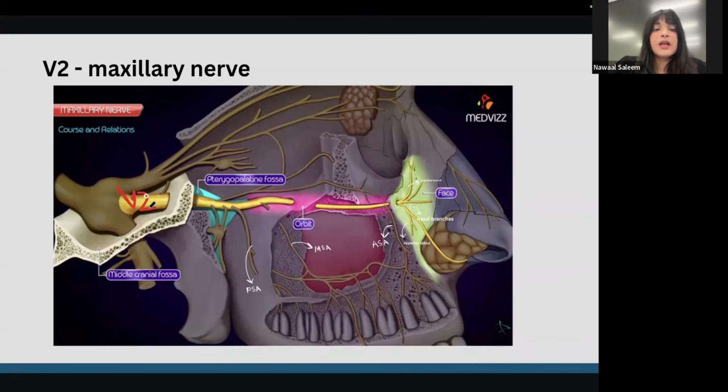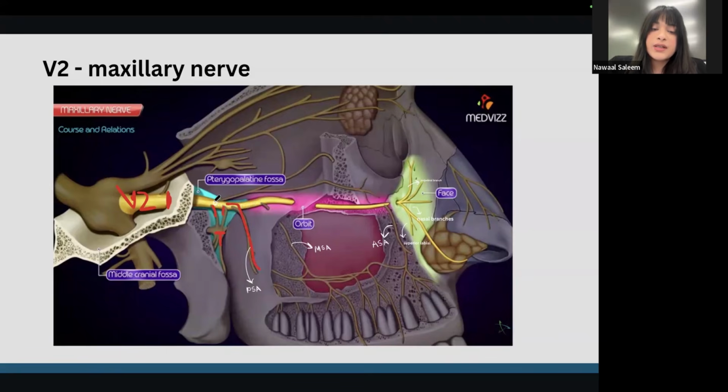Okay, this is V2. Can someone tell me what this is? This is the foramen rotundum, okay? And this V2 goes through the foramen rotundum and enters the pterygopalatine fossa. In the pterygopalatine fossa, it's going to give off these two ganglionic branches, which go to join up with the pterygopalatine ganglion, and then from the bottom you have the greater and lesser palatine nerves. This over here is the posterior superior alveolar nerve, which is going to supply the teeth at the top.